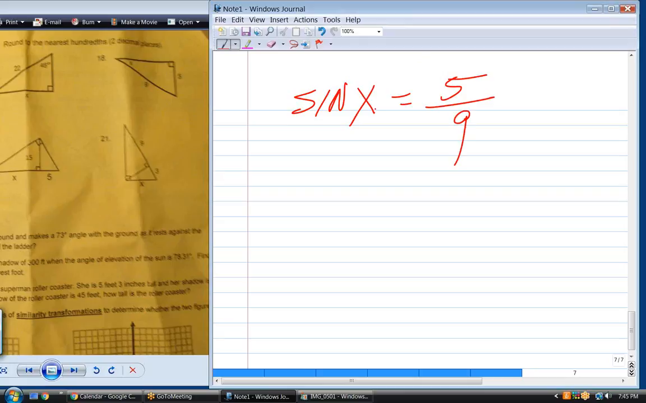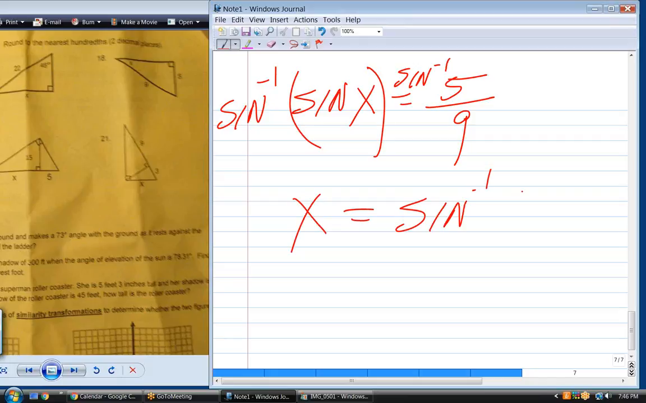Now, if that statement is true, then x is equal to the inverse sine of 5 over 9. There's a couple of ways to look at this. One way is, let's take the inverse sine of both sides. When you take the inverse sine of the sine, you're left with just the angle. But also, that's by definition. I don't actually have to do this technique. If I'm solving for the angle, I want to take the inverse sine of that ratio. Always.